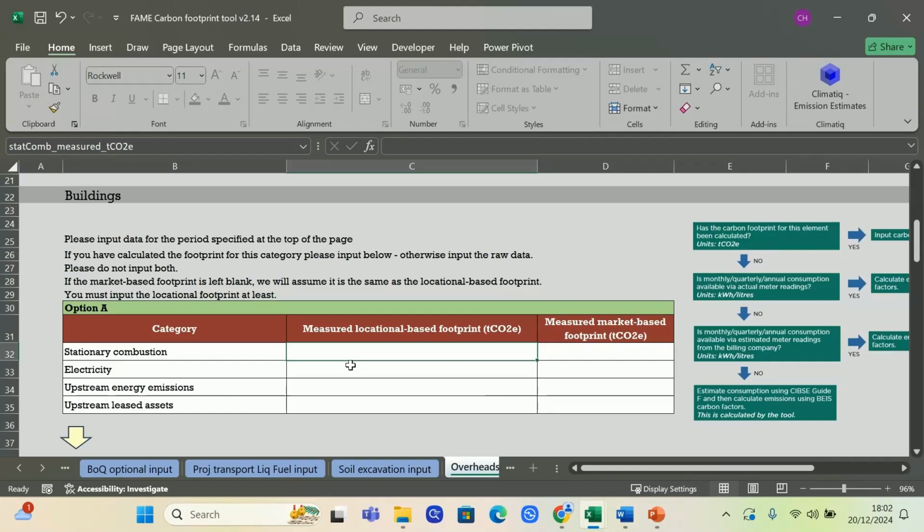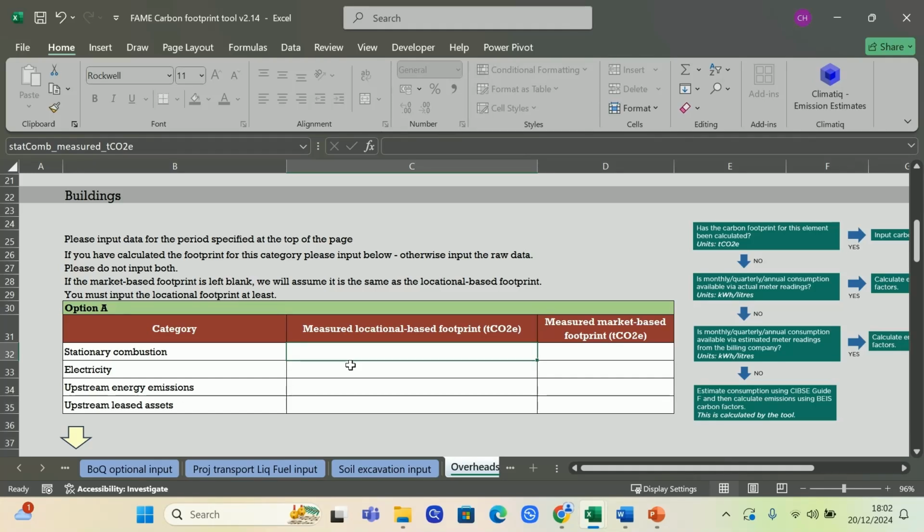So the difference between locational and market based. Locational is the whole carbon footprint, whereas market based allows the renewable electricity purchasing to be considered. So if you purchase renewable electricity, then your electricity emissions will be equal to 0 tons of carbon dioxide equivalent, whereas in the locational based, you still have to calculate it using the factors provided by DESNZ.